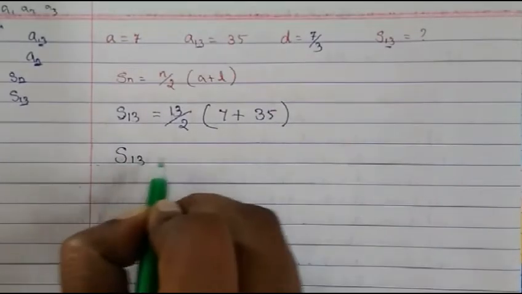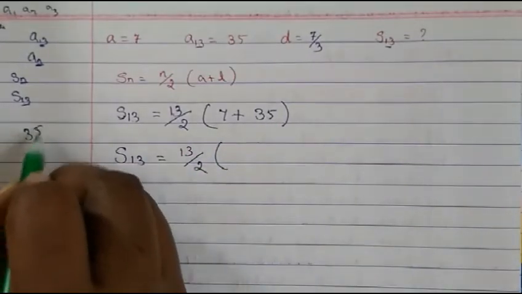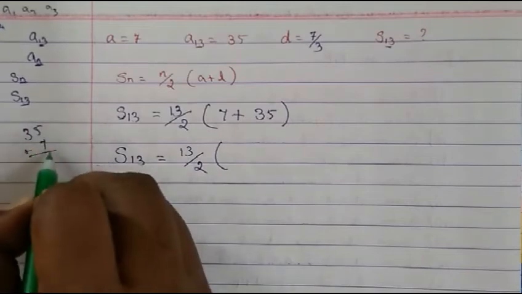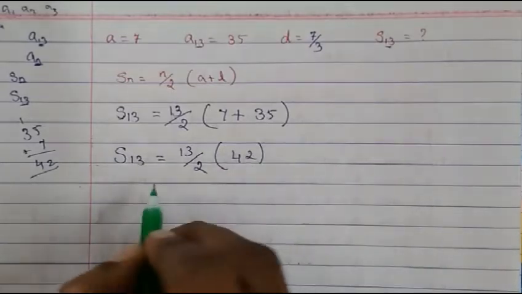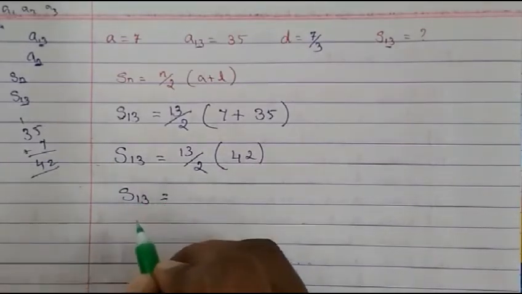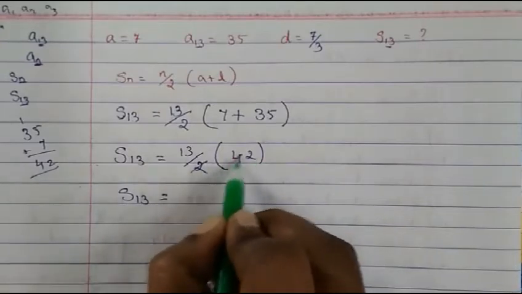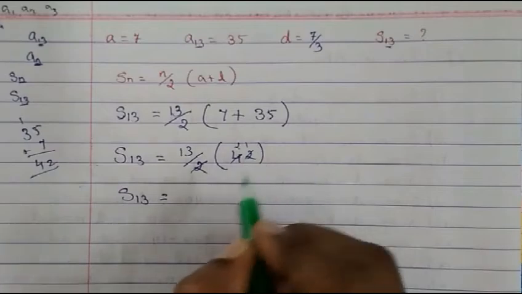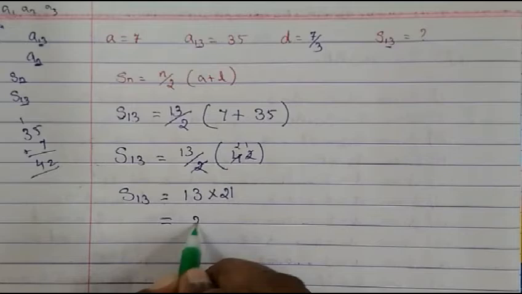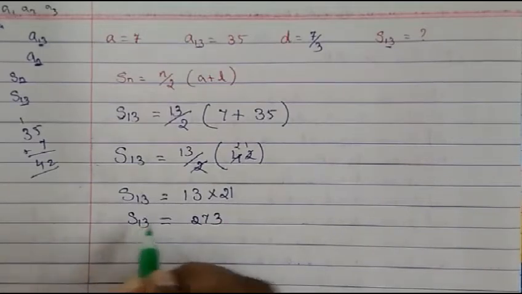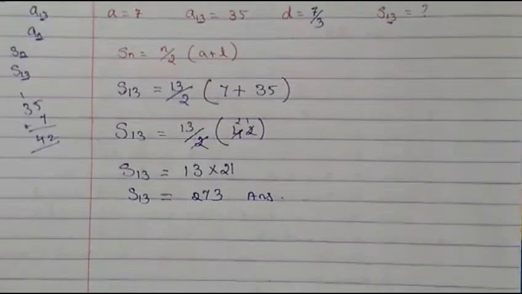So S13 equals 13 upon 2 times (35 plus 7), which gives us 42. So S13 equals, if you simplify, dividing 2 into 42 gives 21, so 13 into 21 will give us 273. So that's our answer. Now let's see the third part.